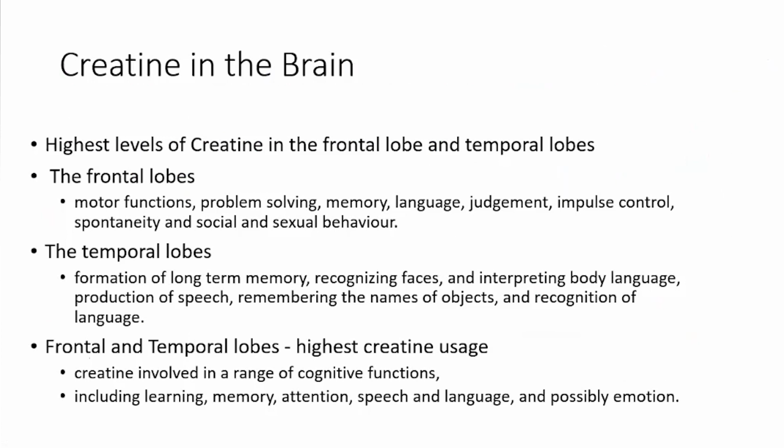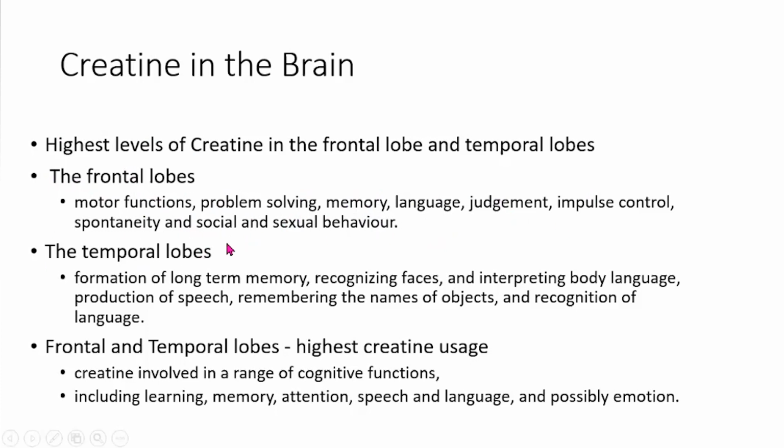The other interesting thing about creatine is that we say it's used for energy, and the brain, of course, uses lots of energy. The thing that distinguishes us from other primates is that we have these large frontal lobes and temporal lobes in the brain. These involve us in a whole lot of things: motor functions, problem solving, memory, language, judgment, impulse control, spontaneous and social behavior. We won't worry about sexual behavior in the children, hopefully not yet. But you can see that if you lack energy here, you're going to upset these functions.